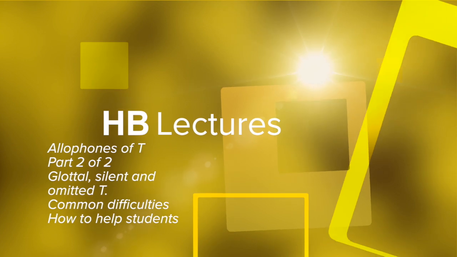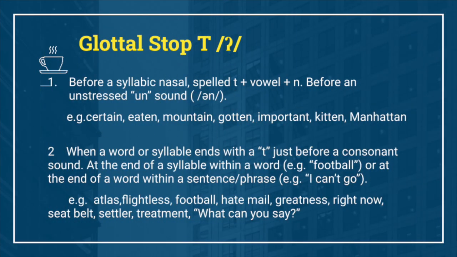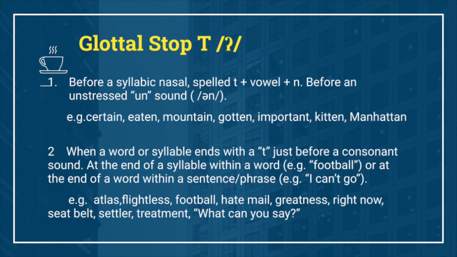Now let's proceed to the glottal stop T. How do you make the glottal stop sound? You suddenly cut off your voice in the back of your throat, like the sound in the middle of uh-oh. The glottal stop appears before a syllabic nasal spelled T plus vowel plus N.